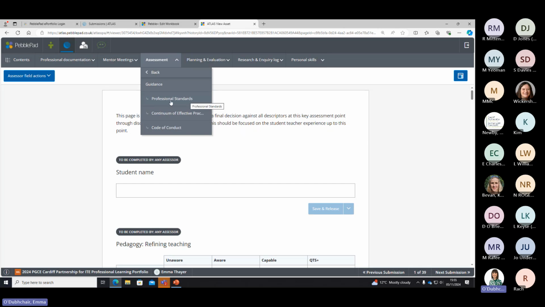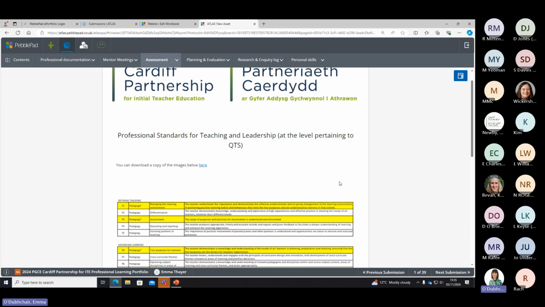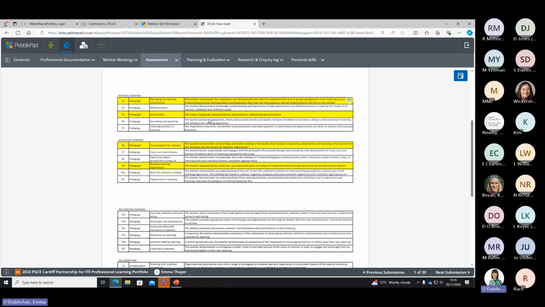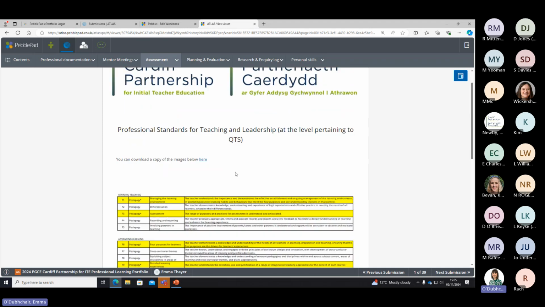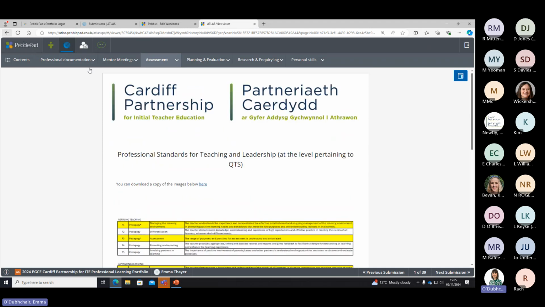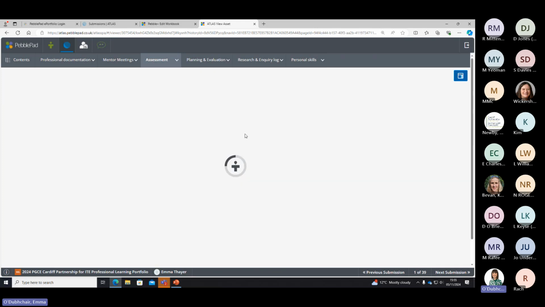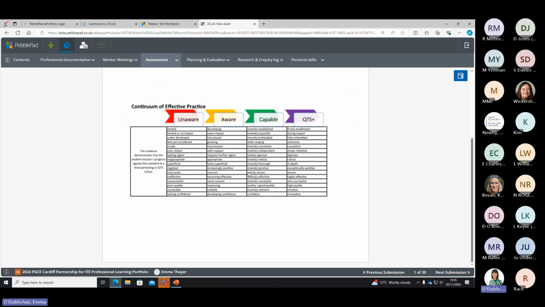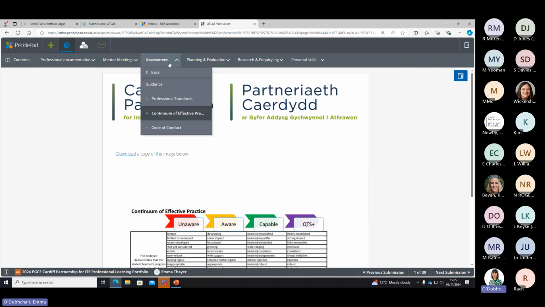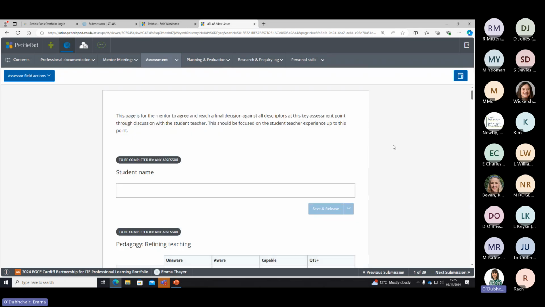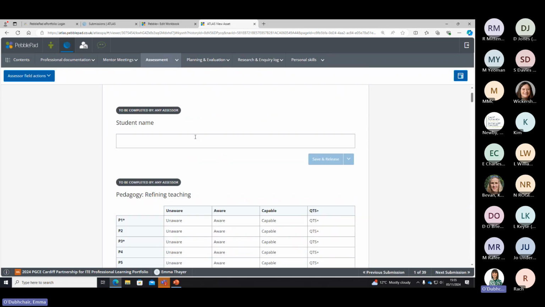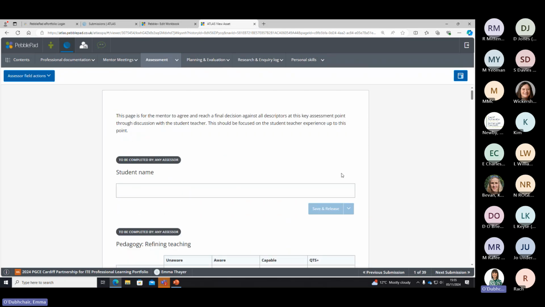some guidance, so you can quickly access the professional standards. You'll see there that you can see the critical elements in yellow, so it might be useful to look back to if you're unsure. And you've also got a nice quick access to the STEEL descriptors, the language of the STEEL descriptors too. So hopefully you'll find that useful. So once again, back to the progress review form itself. You can see at the top, you've got place to add in the name of your student.